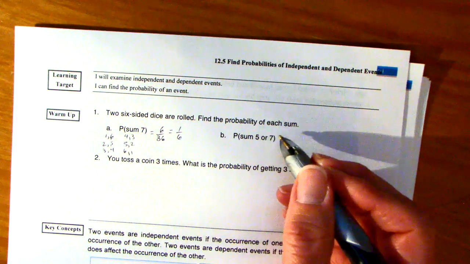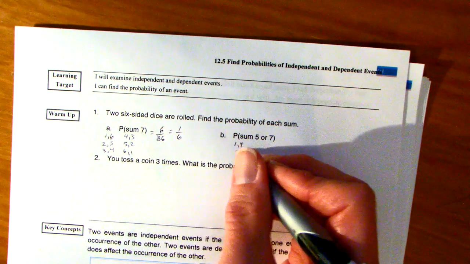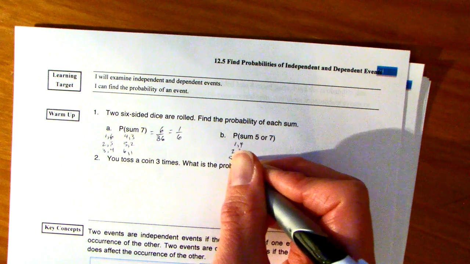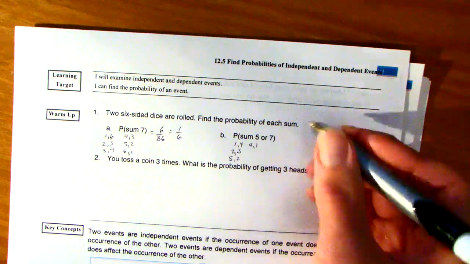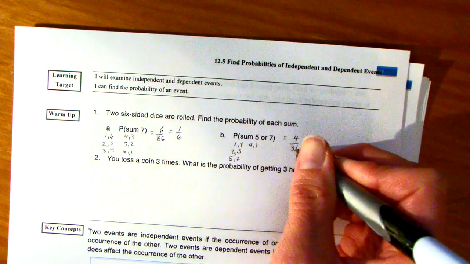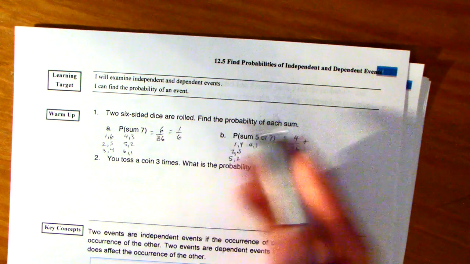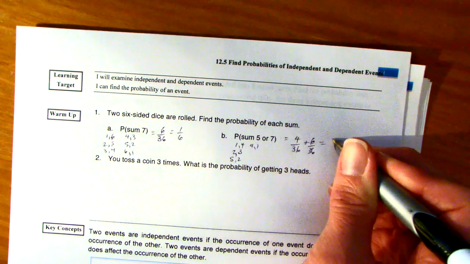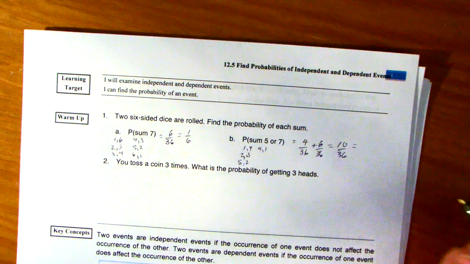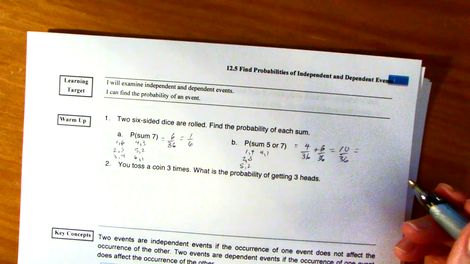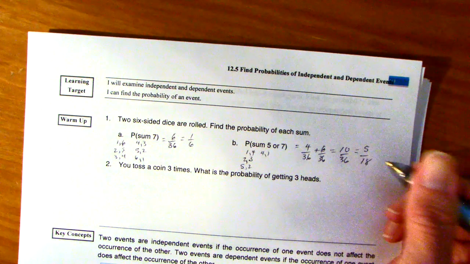How about the probability of 5 or 7? So I've got the sum of 7. So probability of 5 would be 1, 4, 2, 3, 3, 2, and 4, 1. There's 4 of those. So this will equal 4 out of 36. Or we can get the sum of 7, which would be 6 out of 36. That's equal to 10 out of 36. And they were mutually exclusive. You can get one or the other. There's nothing in common for those. So that's why we don't subtract anything. When you reduce this, you get 5 out of 18.